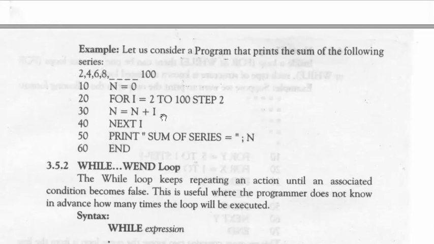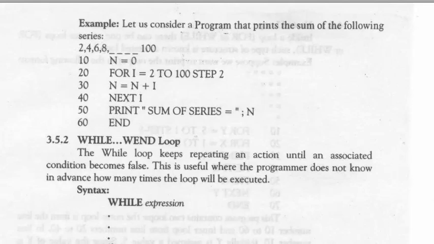Line 30, n is equal to n plus I. Sorry, it is I. Next I. Print sum of series is equal to n. Now n is 0. When 0 plus 2 becomes 2, next I. Then step 2, 2 plus 2, 4. Then I is now 4. Now n is 2. 4 plus 2, 6. And so on, it will take the sum of this series and then show it here. So this is the way a simple for next loop works.